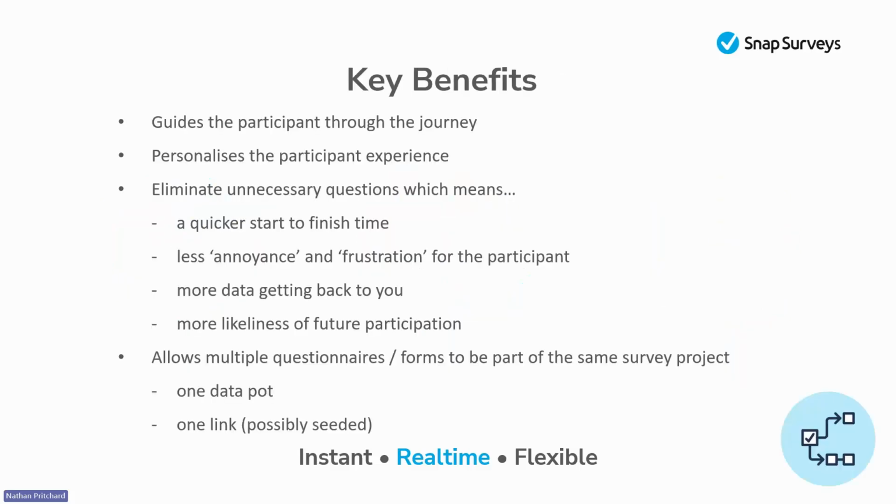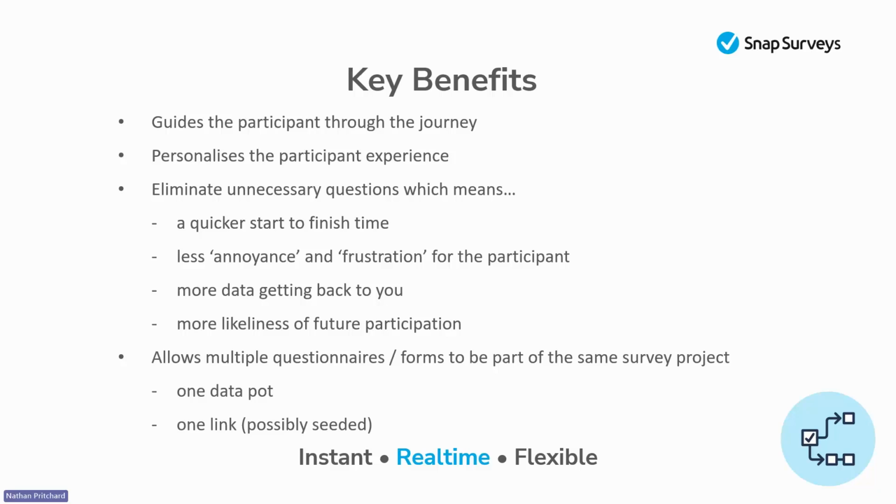A few benefits to making use of skip logic and survey branching. More than anything, it's a way of guiding participants from start to finish, avoiding them going off on a tangent. In doing so, you can personalise the experience for them based upon their answers given. Because they are being guided, they will avoid answering unnecessary questions, making the process that much quicker for them. With that, there's less annoyance and frustration at answering questions which don't seem relevant to them. That's going to make them more likely to actually get to the end and press submit, which means more data heading your way. And if you haven't annoyed them too much and you are lucky, they may well be willing to participate again in the future.